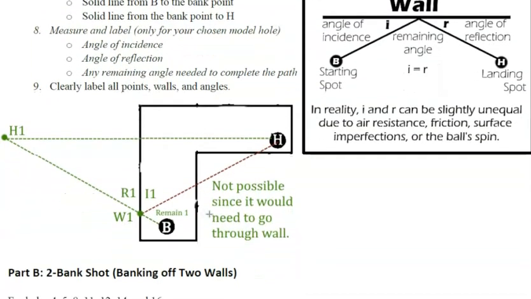Here's an example of when it would not be possible. Notice that from wall 1 to the hole, it would go through the wall.